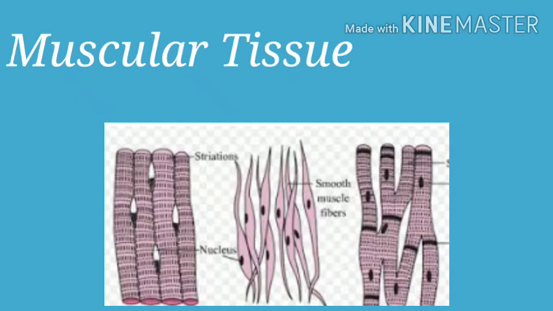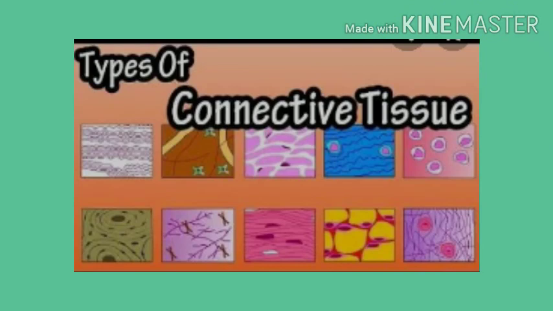And we know that because of the muscles we are able to move. So this muscular tissue helps in the movement of the body. Connective tissue, as the name indicates, connects different tissues or acts as a support to them. Bone, cartilage, fibrous tissue, blood, etc.